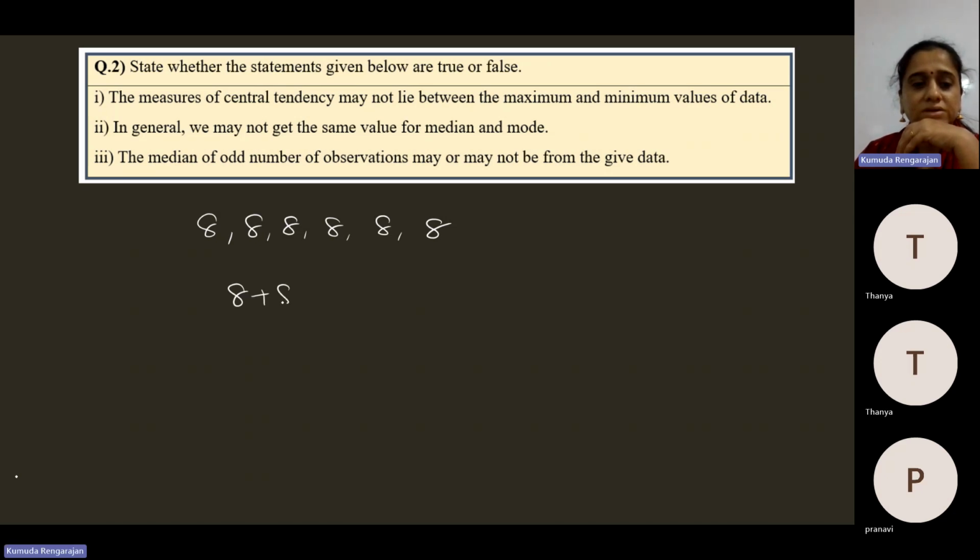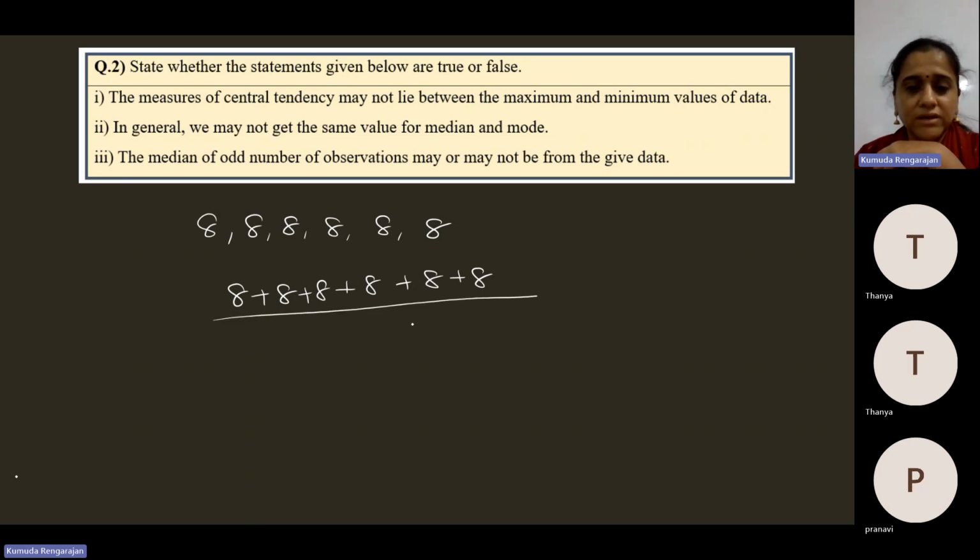188. 1, 2, 3, 4, 5, 6. Okay, divided by 1, 2, 3, 4, 5, 6. Is this right? Okay, so what is it? 48 by 6. And what is it?